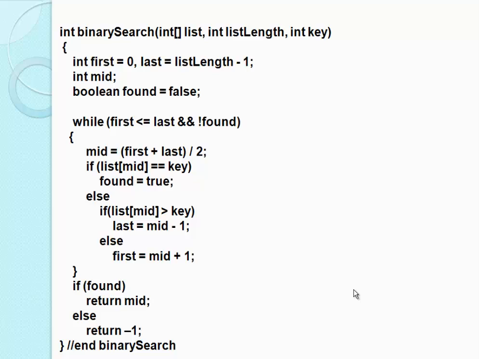We have taken a while loop: first less than or equal to last and not found, mid equal to (first plus last) divided by 2. If list of mid equals key, then found is true, else if list of mid is greater than key, then last equals mid minus 1, else first equals mid plus 1. If found is true, then return mid, else return minus 1.